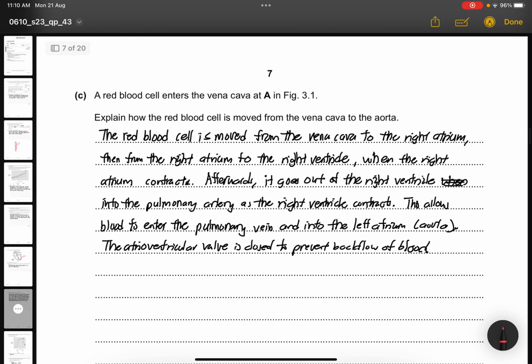Part C. Okay, this is a tricky question. A red blood cell enters the vena cava at A in figure 3.1. Explain how the red blood cell is moved from the vena cava to the aorta. What this means is that when you say vena cava, we always think of the right atrium. Okay, just think of it as the right atrium. And then the aorta is usually the left atrium.